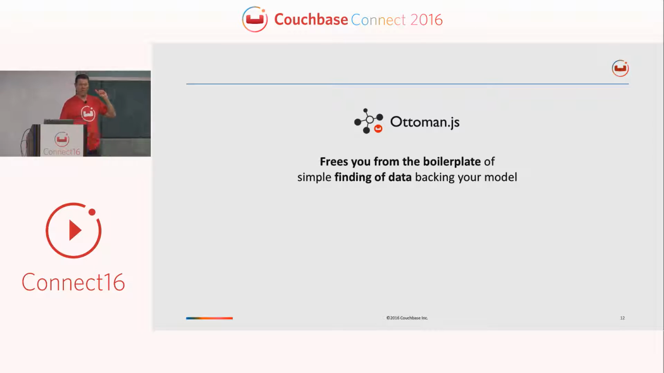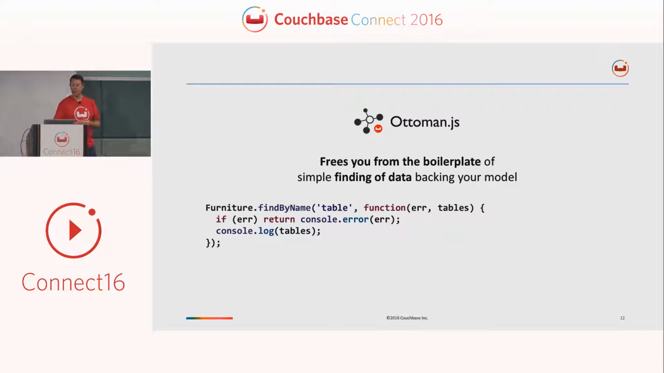As I mentioned, Ottoman frees you from that boilerplate of finding data that backs your model. So for example, if I wanted to find all of the things that are tables, or find a table from my furniture database, all I need to do in this particular case is furniture.findByName. I'm saying this is the parameter name, a property of that object, and Ottoman will be able to do all of the work of searching for that for me. So I get generic finds very easily on top of that model. In this case, I would log it.